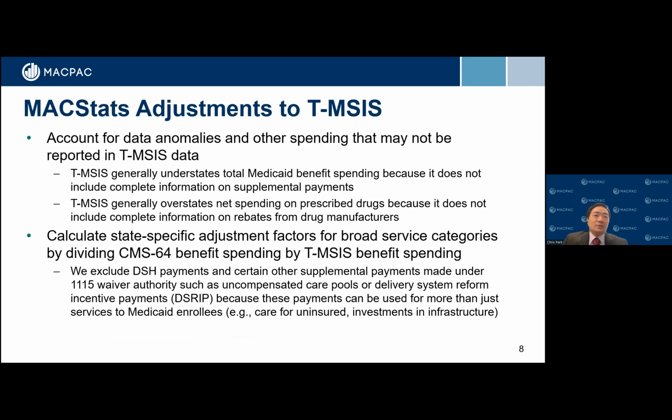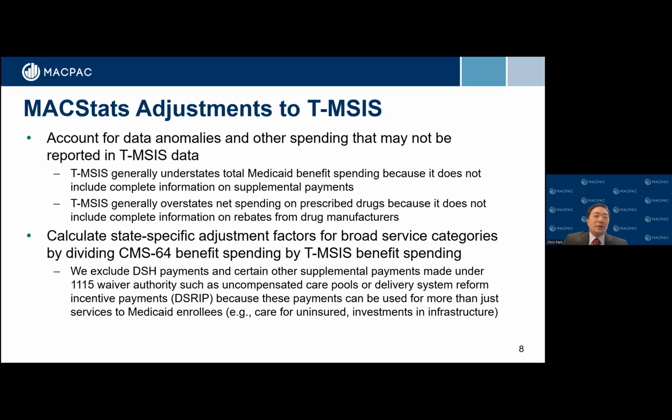MACPAC is one of the few organizations publishing T-MSIS data on a regular basis. I just wanted to point out a few methodological choices we make to account for data anomalies or other spending that may not be recorded in T-MSIS data. MACPAC makes some adjustments to the amounts reported in the T-MSIS to match what is reported on the CMS 64. These adjustments to T-MSIS data are meant to provide a more complete estimate of Medicaid benefit spending across states that can be analyzed by eligibility group or other enrollee characteristics.